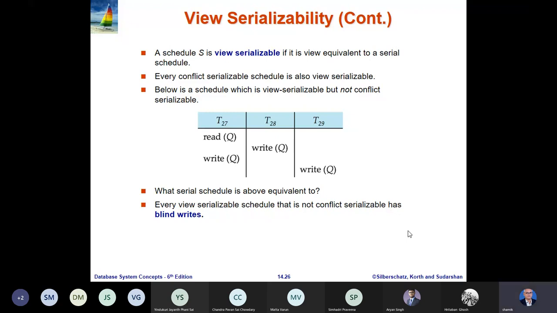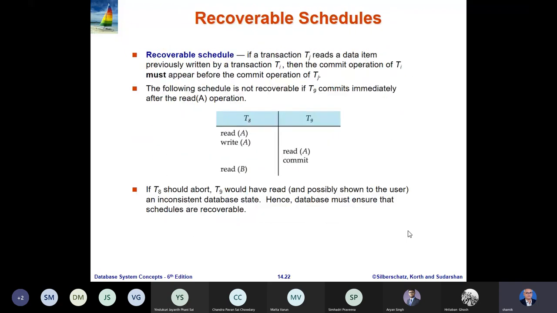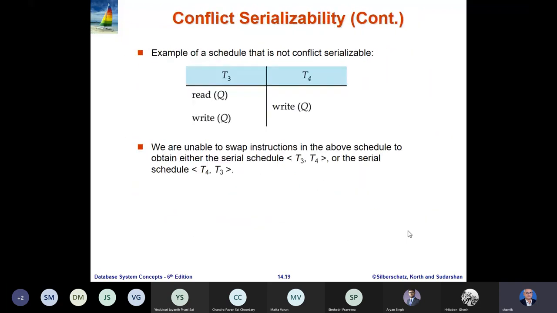And mind you, we could even have not had T29 in this example. If you just consider T27 and T28, that itself will not be a conflict serializable schedule, but a view serializable schedule. And in fact, that is what the example actually was. It is not conflict serializable as well, but it is the same example as the one that we are talking about, and you see that this is view serializable.